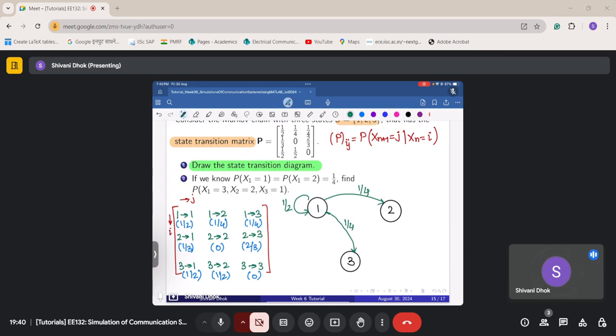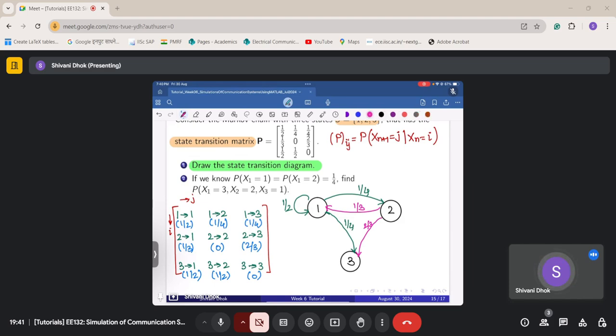Okay, then let's move on to the second state. From state 2, you go to state 1 with probability 1 by 3. Now state 2, you remain at state 2 with 0 probability. So there is no need to draw this particular branch because it is of 0 probability. You won't remain at state 2. So then you have state 2 to state 3, and that is with probability 2 by 3.